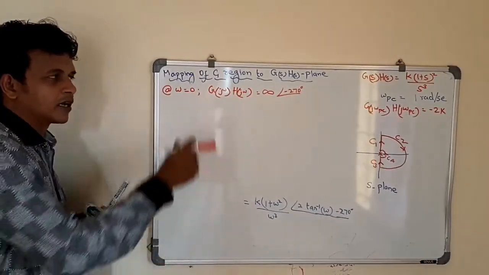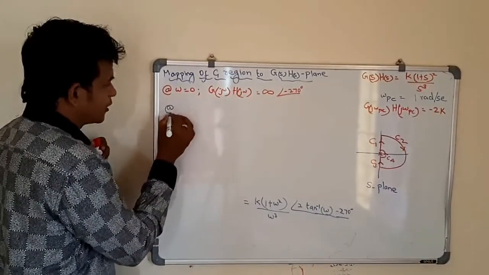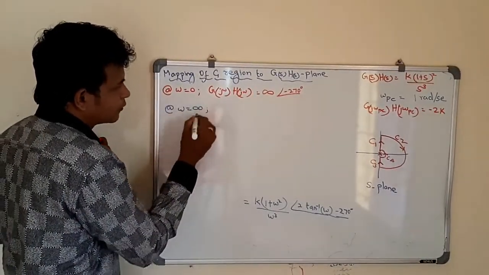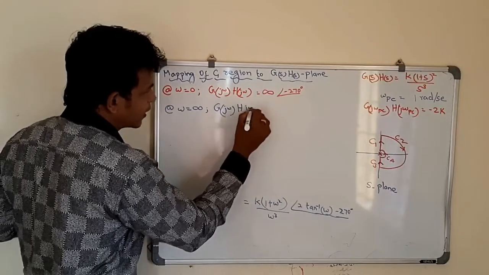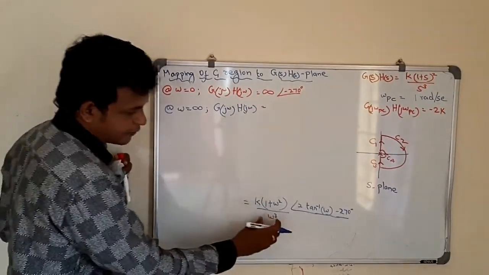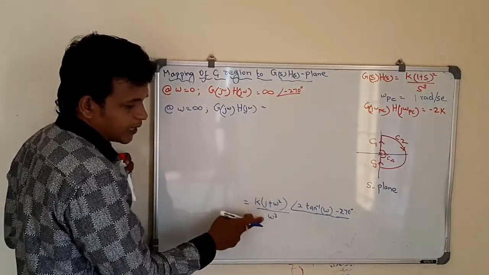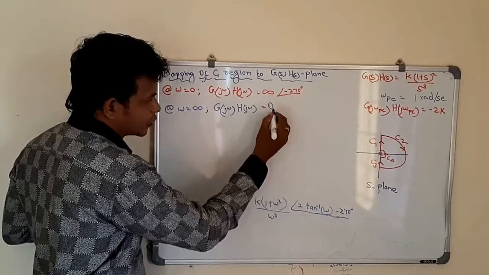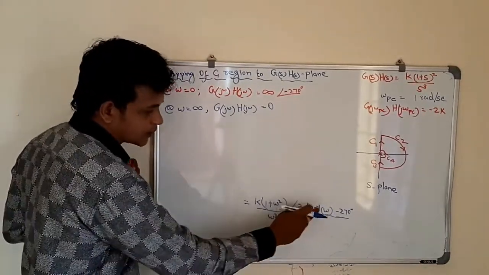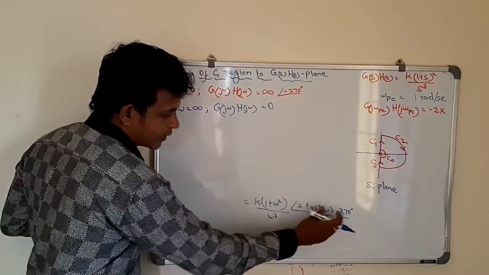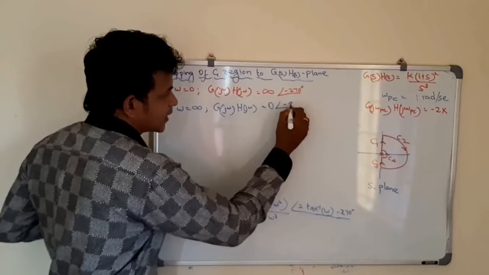With this knowledge, we can plot the polar plot. Again, at omega equal to infinity, I have to determine the value. Substituting omega equal to infinity, when infinity is in the denominator, anything divided by infinity becomes 0, so the magnitude becomes 0. The phase is tan inverse of infinity, which is 90 degree. 2 times 90 degree is 180 degree, and 180 degree minus 270 degree is minus 90 degree. So the angle is minus 90 degree. This is what I have got.